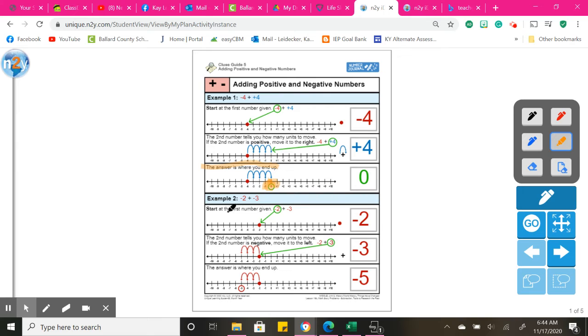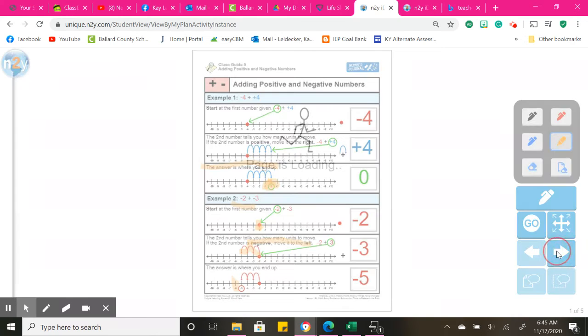Okay. Next step is we have -2 plus -3. So we always start with the first number, -2. So we find -2 on our number line, which is right here. And then we add -3. Even though we're adding, we still have to go to the left because negative numbers move to the left. So if we're at -2 and we add -3, we have to go to the left because it's negative numbers. So 1, 2, 3 would be -5.